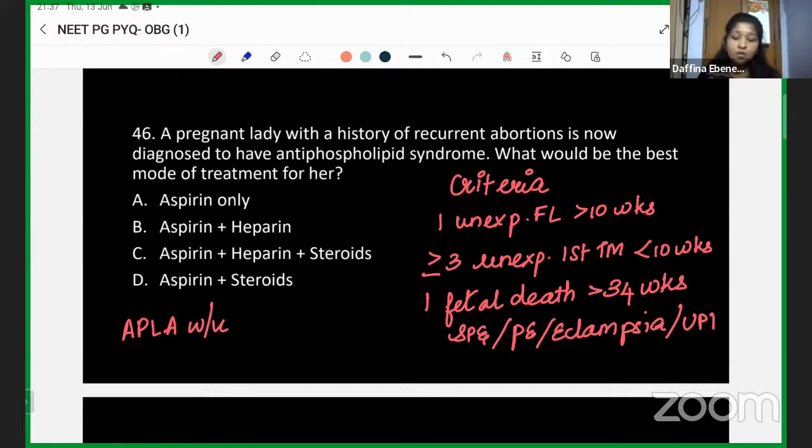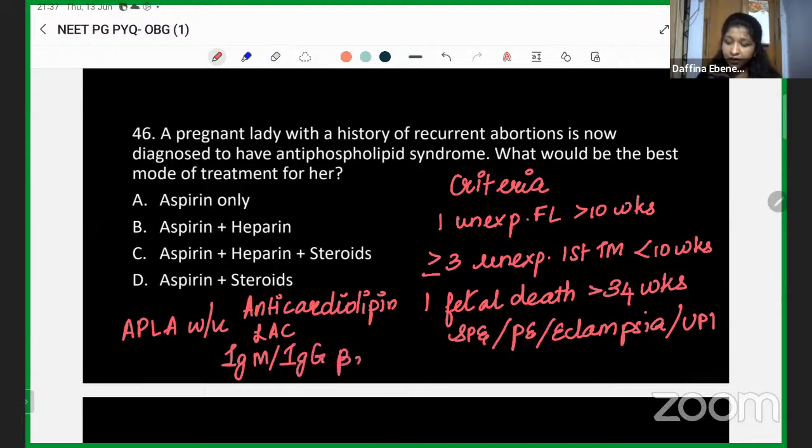What does APLA workup include? Anticardiolipin, lupus anticoagulant, IgM and IgG, beta-2 glycoprotein. All four are going to be involved in the APLA workup investigation. So if any one comes positive, you arrive at a diagnosis of antiphospholipid syndrome. You start the patient on aspirin as well as heparin. There's no point starting the patient only on aspirin or only on heparin. You have to start on both aspirin and heparin.